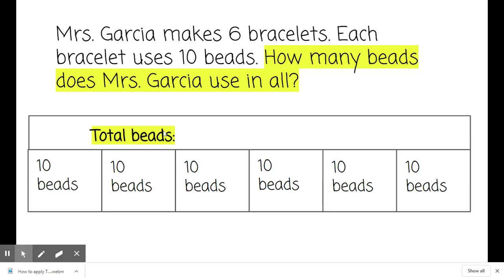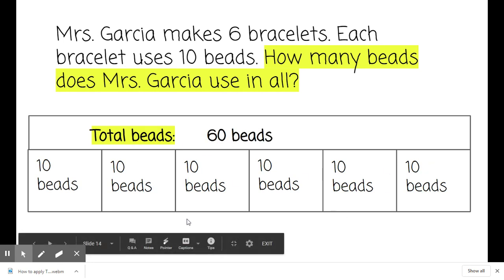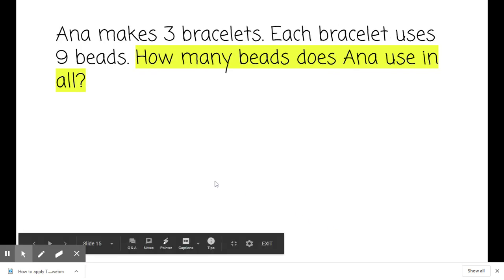How many total beads? Let's count by tens. 10, 20, 30, 40, 50, 60. She needs 60 beads for all of her 6 bracelets. We could also do 6 times 10 equals 60, or 10 plus 10 plus 10 plus 10 plus 10 plus 10 equals 60.